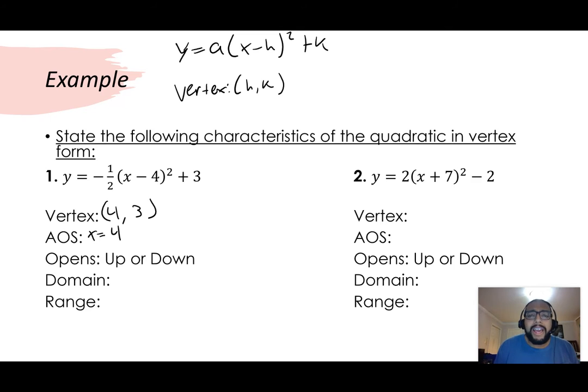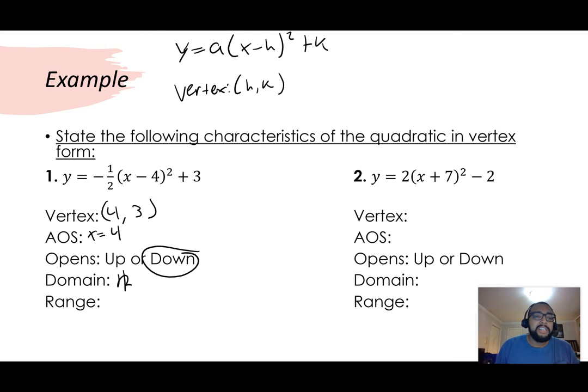Does it open up or down? We're like, okay, wait, what controls that again? The a value. The a value is the value out front of my parentheses, so negative 1/2. Since my a value is negative, that means it's going to open down. Domain: given quadratics and not in a real world situation, we always have a domain of all real numbers. That's always the case unless it's a real world situation, but that's a different discussion.